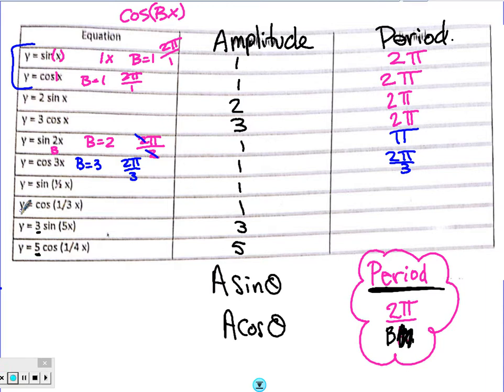Okay, so what if I had cosine of x over 2? So b is 1/2. So I'm going to go 2 pi divided by 1/2. If I divide by a fraction, it's the same as multiplying by the reciprocal. So times 2 over 1, and I get 4 pi. All right, this confirms it: if I double b, it cut my period in half. If I halve b, then my period doubled.